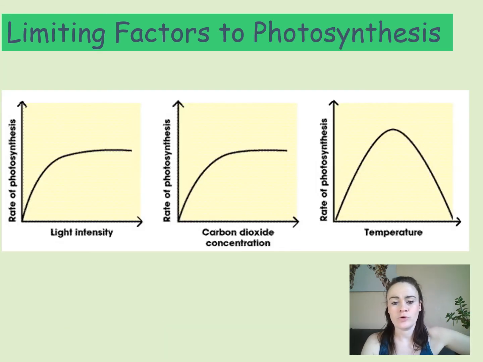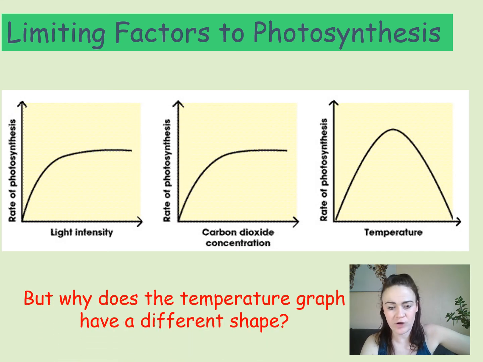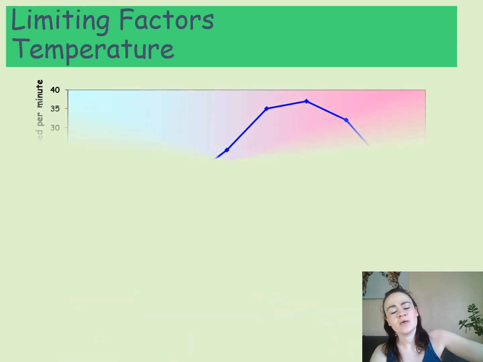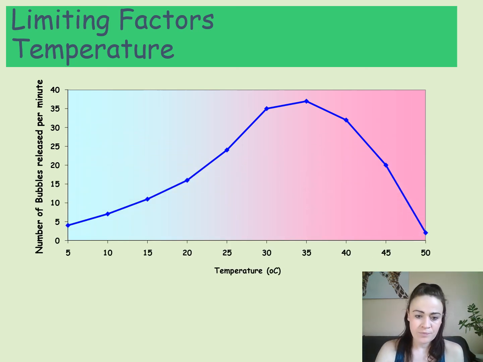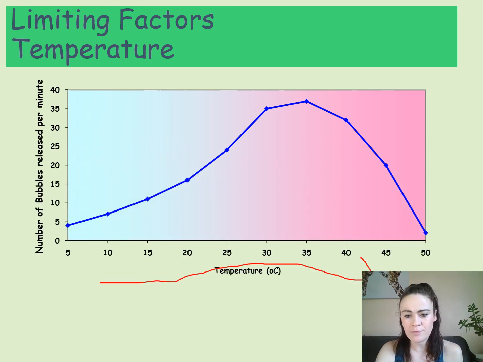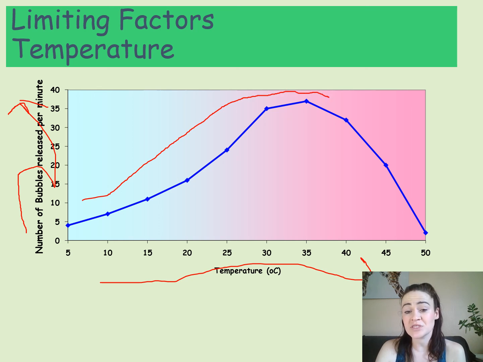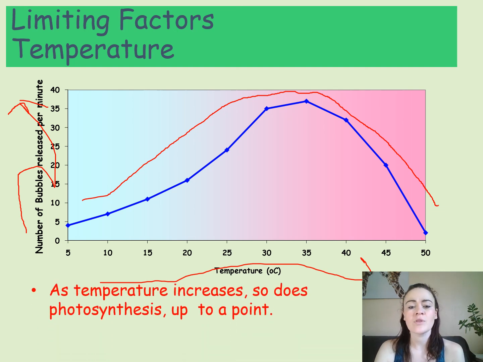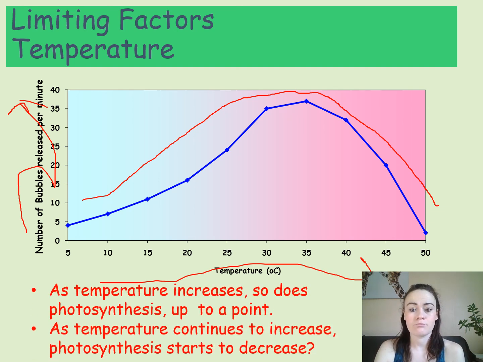Let's have a look though, because temperature is doing something different. Here we've got a graph of temperature, right? So temperature is increasing along the bottom, and then we've got the rate of photosynthesis increasing up the side. My arrow went a bit crazy there, didn't it? And what we can see is, as we increase temperature, the rate increases up to a high point, and then as we continue to increase temperature, the rate of photosynthesis decreases. Why?